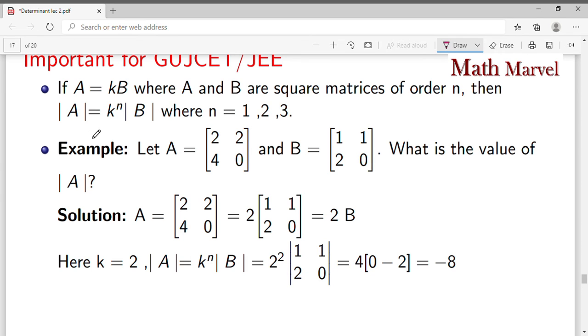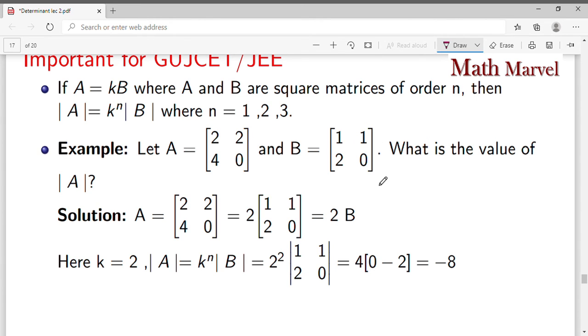Then the determinant of A is equal to K raised to n times the determinant of B, where n is equal to 1, 2 and 3. So here n is 1 means A and B are both of order 1, or of order 2, or of order 3. Now if A equals KB, the A matrix we can get by multiplying B with some constant K. In this case, what is the relation between the determinants of A and B? The determinant of A is K raised to n into the determinant of B, where K is a scalar and n is the order of the matrix.